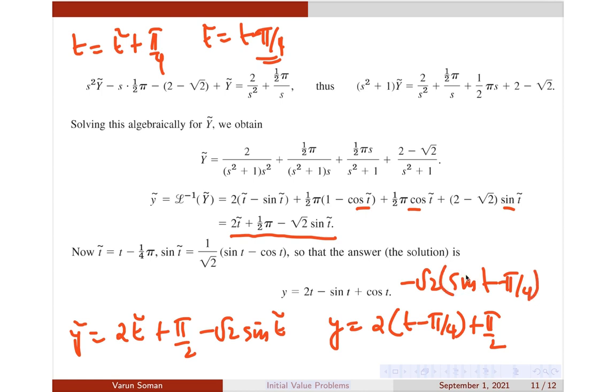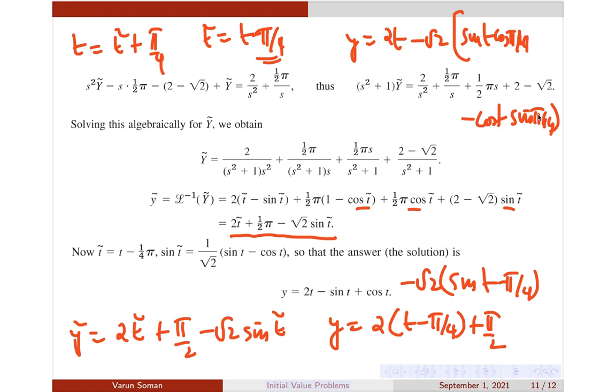Okay, so when you give that, you will get just y equal to 2t minus pi by 2 plus pi by 2, which will get cancelled out, minus root 2 into sin (t minus pi by 4). I can write that as sin t cos pi by 4 minus cos t sin pi by 4. Cos pi by 4 and sin pi by 4 are each 1 by root 2, so the root 2 will cancel out. So you will get 2t minus sin t plus cos t. Okay, so that is how you will be getting this.